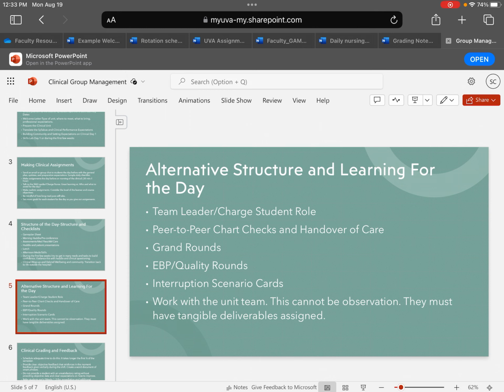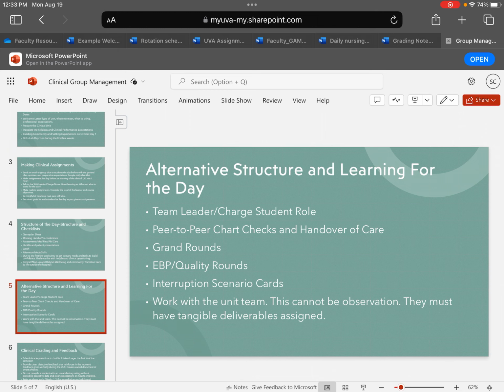Interruption scenarios is something that my colleague Dr. Kathleen Ray created with Dr. Kim Elgin. These are cards that you can hand to a student who maybe is not super engaged or has a lot of downtime, or maybe their patient has gone to the operating room and now they don't have a patient assignment, or they've been discharged. And it can be something like, there's a tornado warning. What's the expectation and the emergency response? You're the charge nurse. Teach us all what you're supposed to do about that.